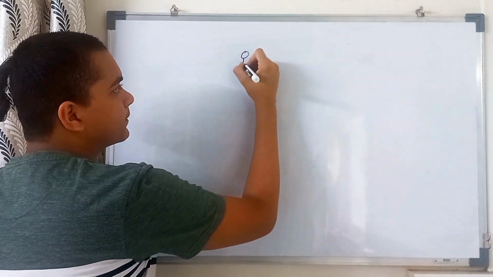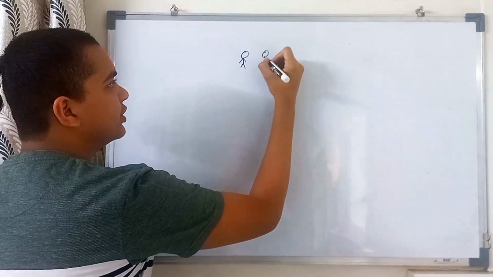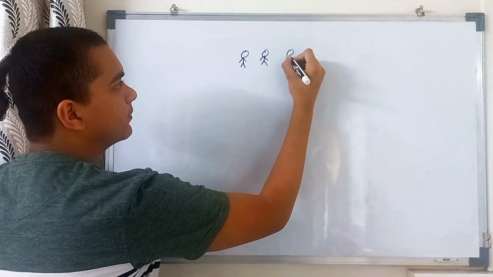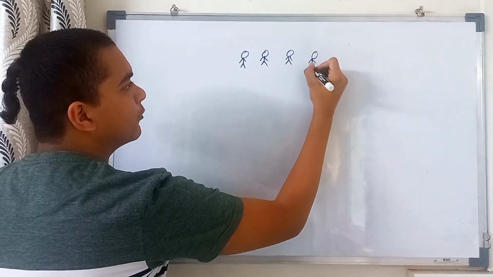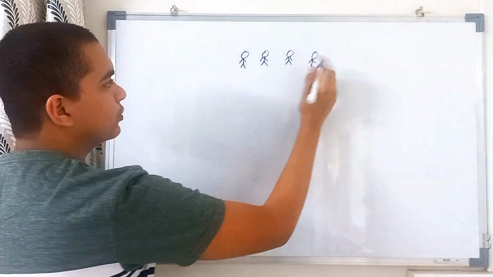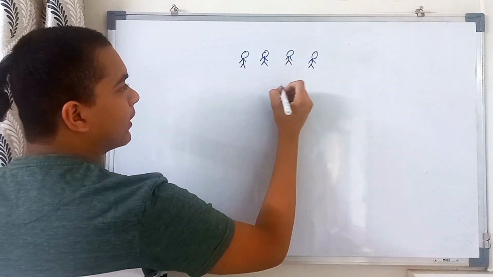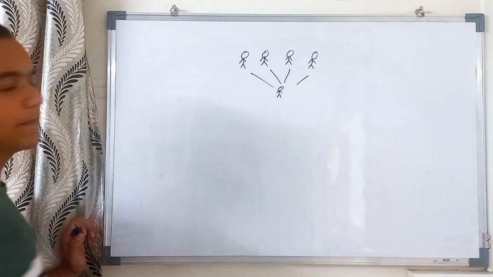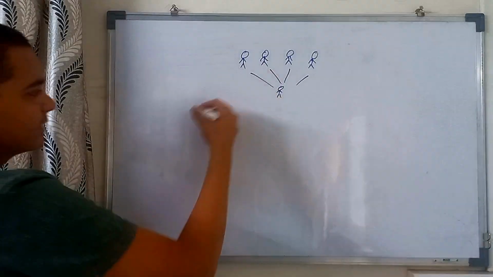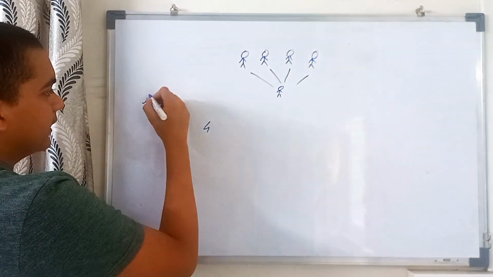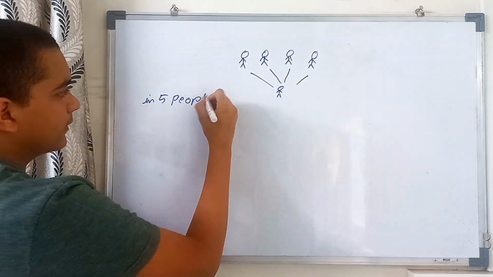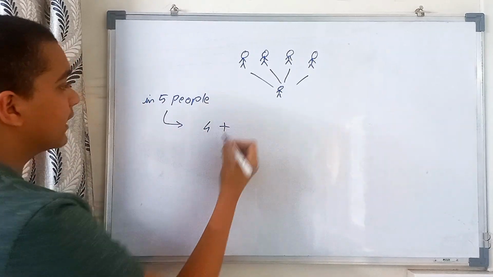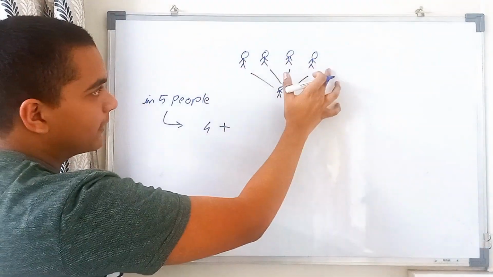Well, imagine there are 5 people instead of 30 shaking their hands in a room. There will be 4 people on one side, and let's assume that one person goes up to shake hands with everyone. So that's 4 handshakes in 5 people. We get 4 handshakes plus all the handshakes these other people will be doing.